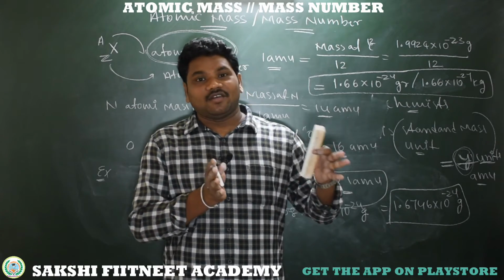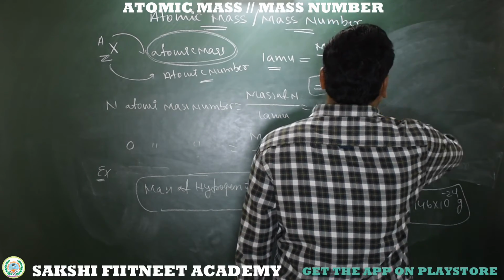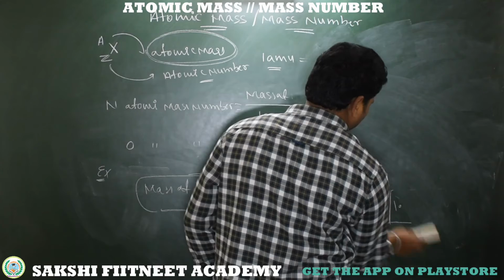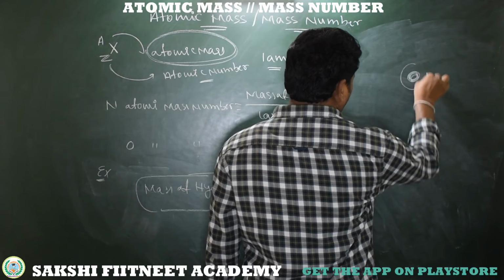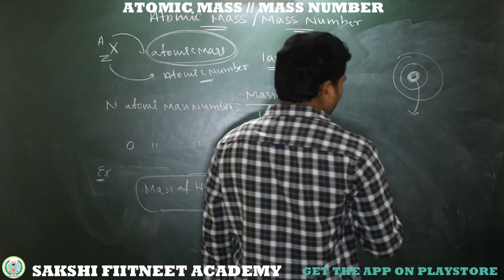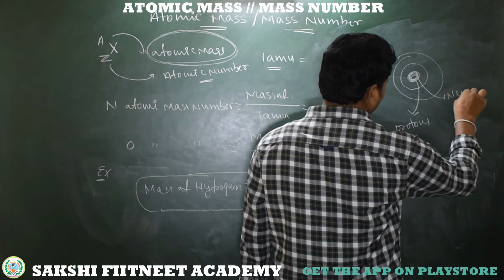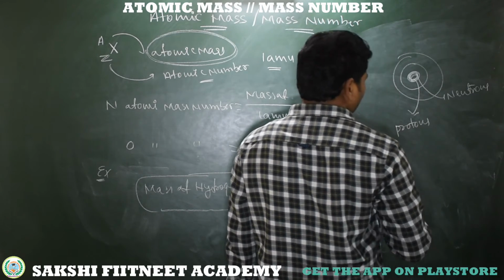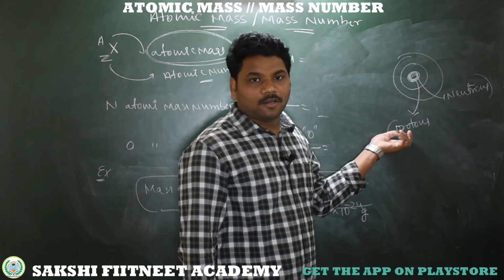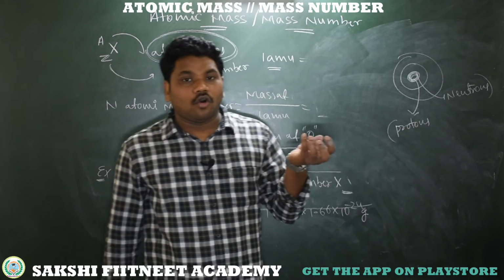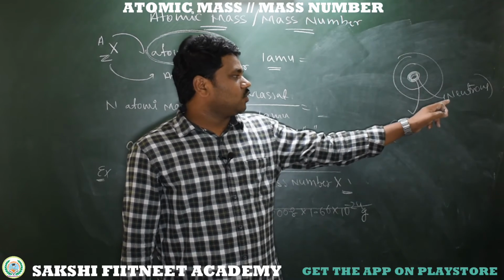So here we have another definition also to get the mass number. That is very simple. See here, number of protons, number of neutrons. See here, the nucleus consists of protons and neutrons. So to calculate the weight of this particular atom, we must take the weight of all the particles present in that atom, the subatomic particles. Electrons are there, protons are there, neutrons are there.